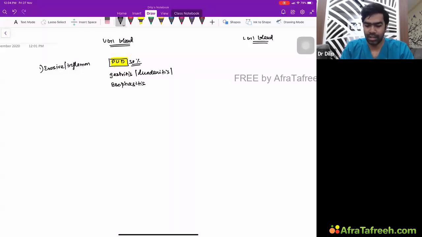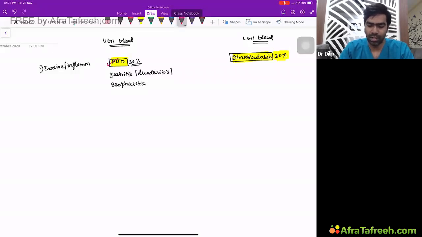And for lower GI bleed, the most common erosive inflammatory cause is diverticulosis. Once again, this contributes to almost 30% of the cases of lower gastrointestinal bleed, which means this is the most common cause of lower gastrointestinal bleed. So these are the 2 points that you need to know. One is peptic ulcer is the most common cause of upper GI bleed, and second one is diverticulosis, which is the most common cause of lower GI bleed. And apart from that, IBD.